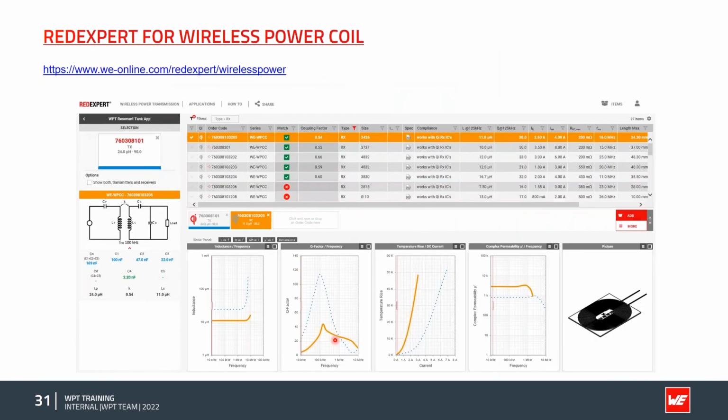Then you get automatically to our Redexpert wireless power resonant tank app. You can see here the chosen transmitter coil, here the receiver coil, and here the calculated coupling factor for this certain distance which we measured, which is the mentioned 3.4 millimeter distance. And you also get the caps on the secondary side. Here you also have some graphs for the transmitter and receiver, which are the inductances, Q factors, temperature rise depending on the DC current, and the permeability of the ferrite.